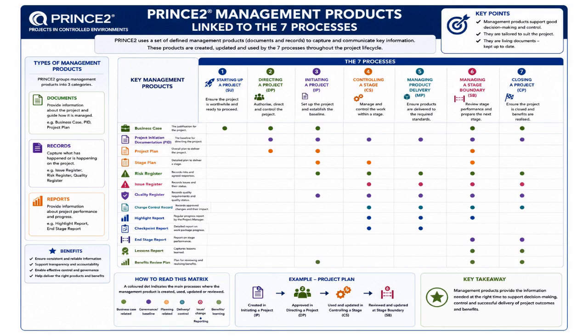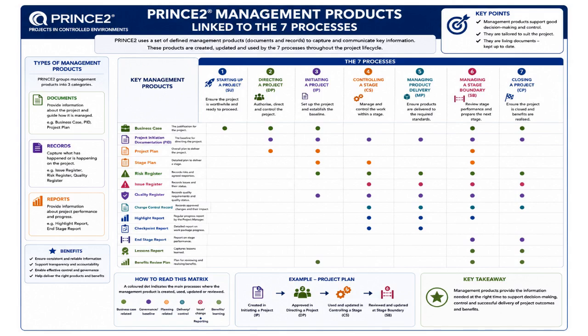The first category is documents. These provide structured information about how the project will be managed. Examples include the business case, project initiation documentation, and project plans. These documents establish governance, objectives, delivery approaches, and control mechanisms.